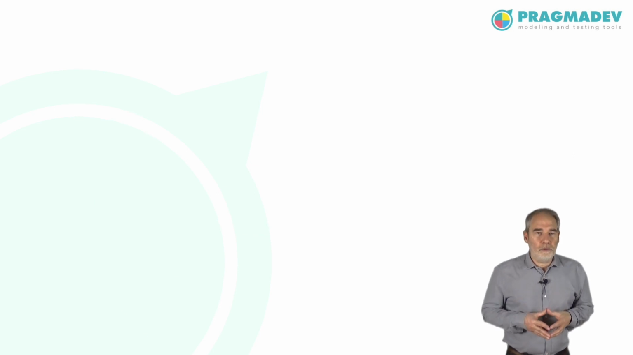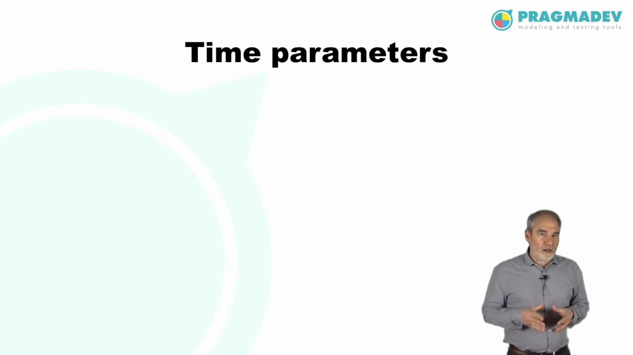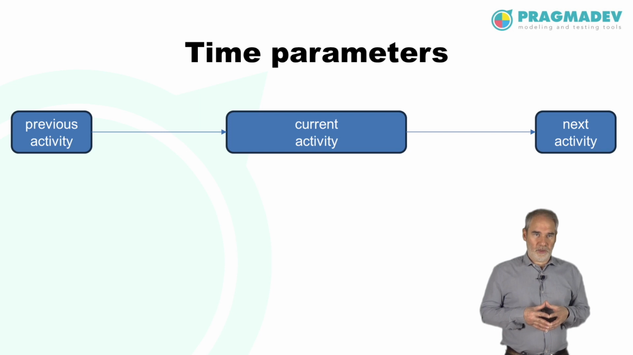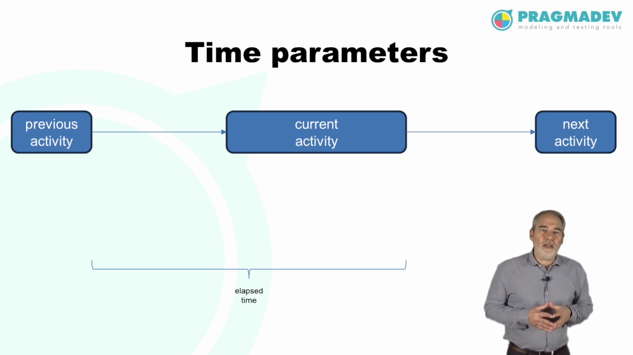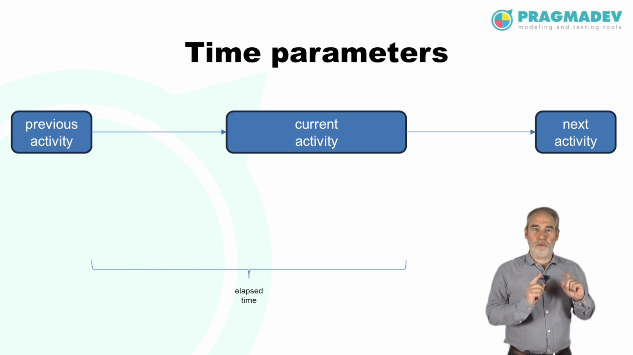Let's now go through the different parameters that can be associated to an element. We will start with the time parameters, which are valid only on atomic activities. Time is decomposed in 7 parts and 3 groups. First, the overall time between 2 activities is the elapsed time. That is the time it takes from the completion of the previous activity to the completion of the current activity.